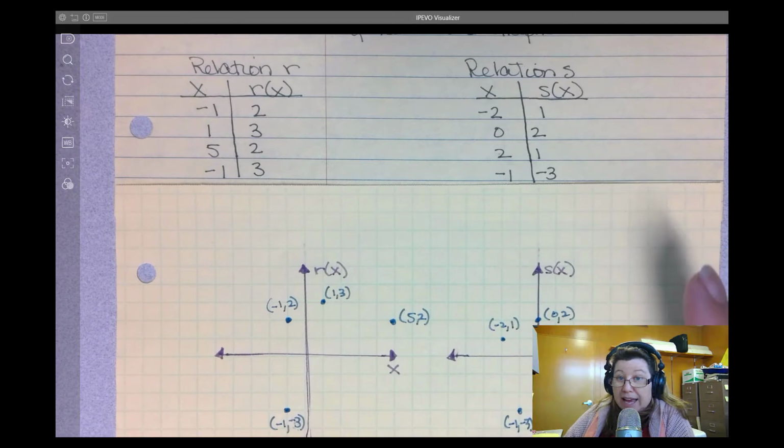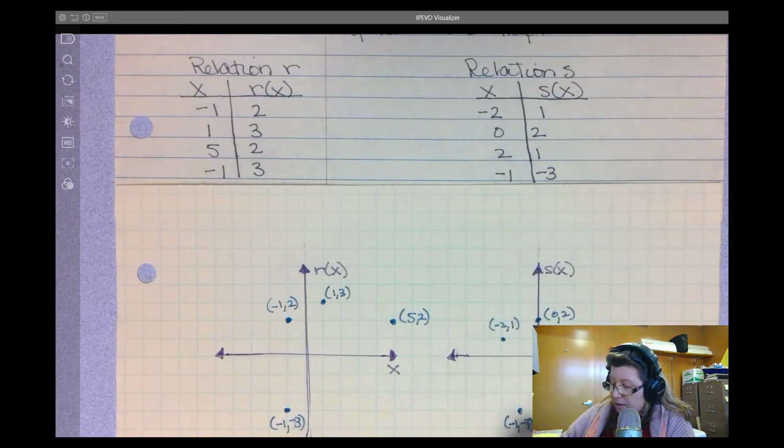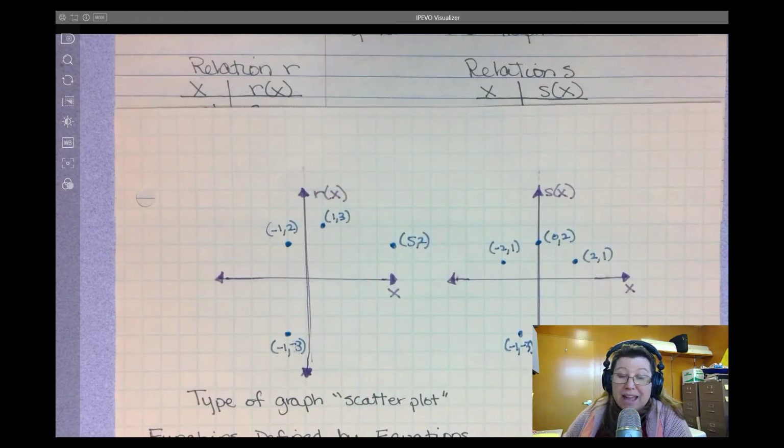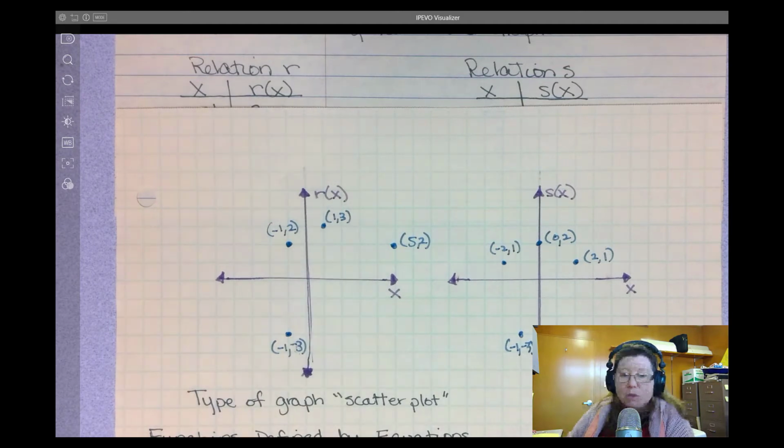Likewise with relation s, which happens to be a function: negative 2, 1, 0, 2, 2, 1, and negative 1, negative 3. I can also plot those on the graph. Now, if I do not connect those dots, that's what's called a scatter plot, and therefore it's just a scattering of points, so it's called the scatter plot.